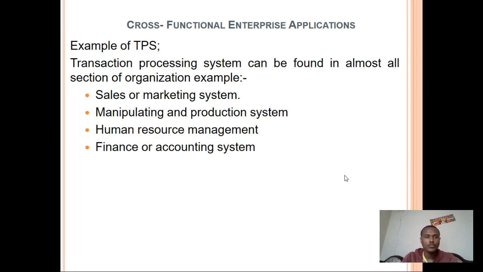Here are examples of TPS: sales or marketing system, manufacturing and production system, human resource management, finance and accounting system.